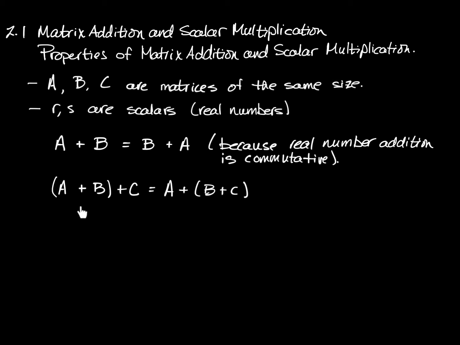Well, if you add A and B together first, the numbers from the same positions in A and B get added together, and then you add the number from the same position in matrix C. So each entry in this left-hand side here, A plus B, add the entries in A plus B together first, and then add the entries from C. Those are going to be the same as adding together the entries in B and C first, and then adding that to A, right? So we say that matrix addition is associative.